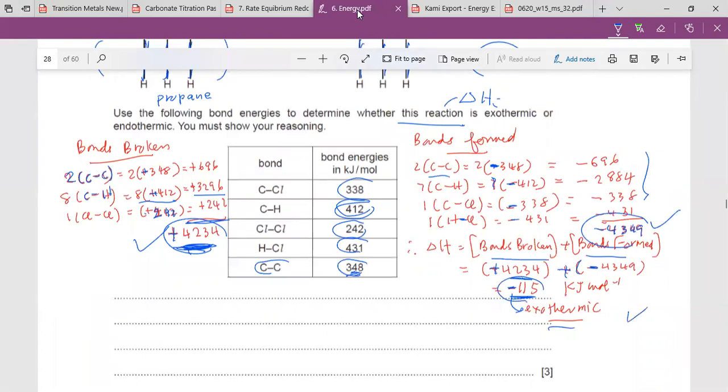So 3 marks. I finished the whole chapter on energy. The next one I will do online. I will put this on YouTube. I also put it in your Google Classroom, under Simon Lyman Chewer, so you can check it out. I have a lot of videos there for my lower 6 and upper 6.